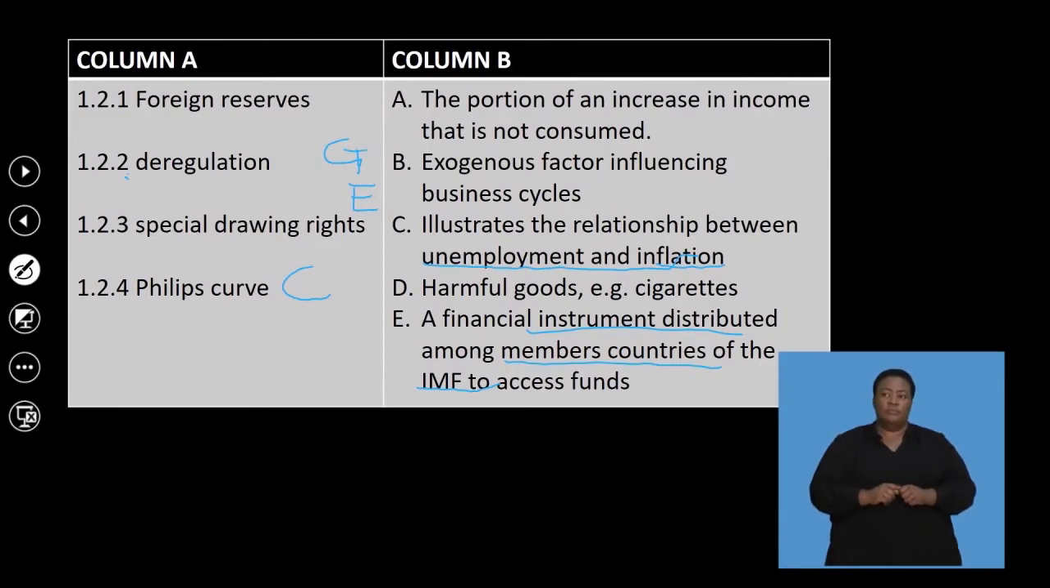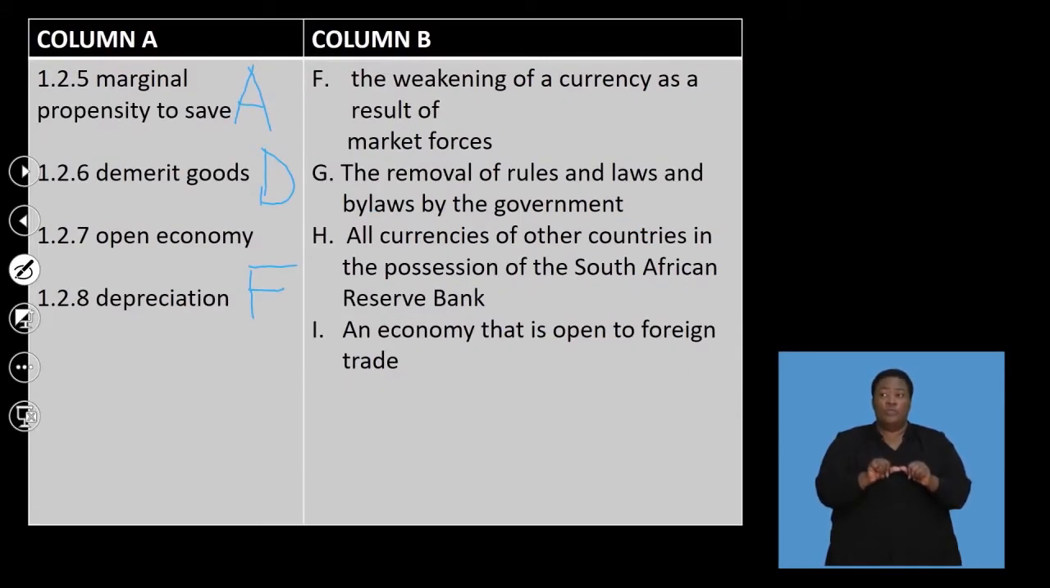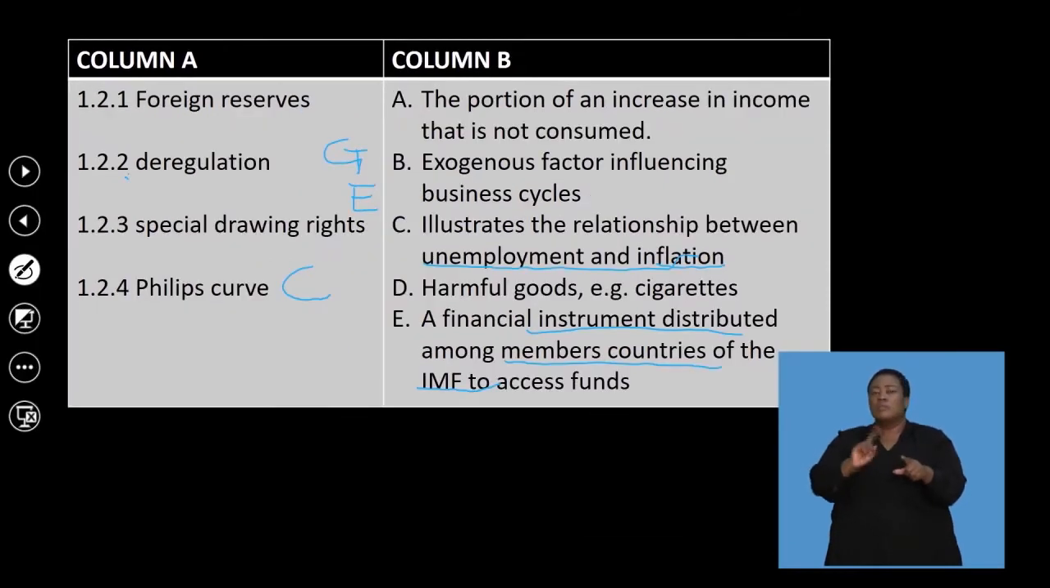Right. We are continuing. It says all currencies of other countries in the possession of the South African Reserve Bank. Our answer should be foreign reserves there. That's our 1.21. It's foreign reserves. So our answer there is H. Right? We are continuing to the last one.